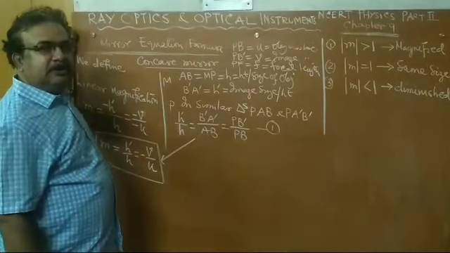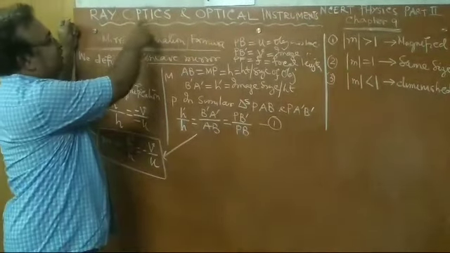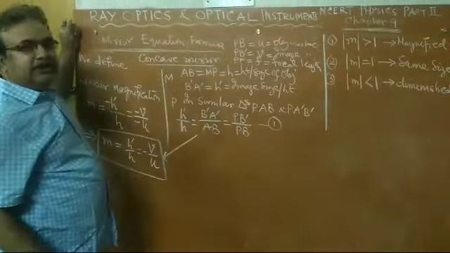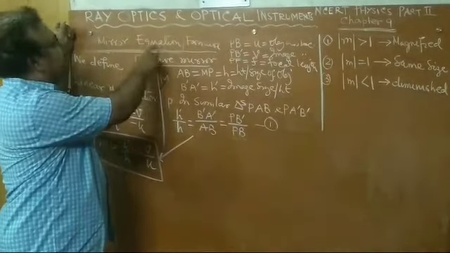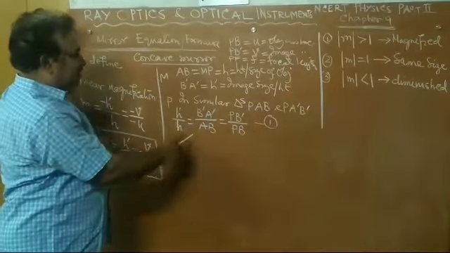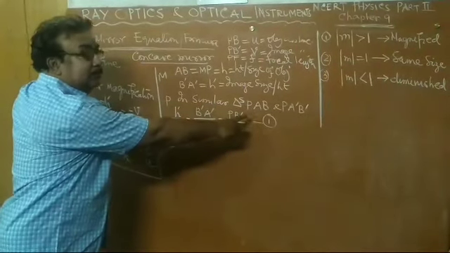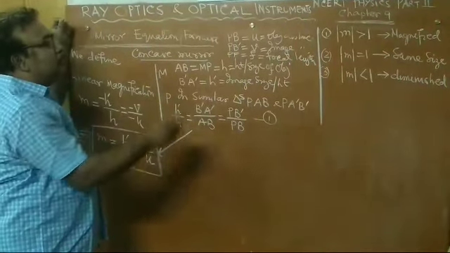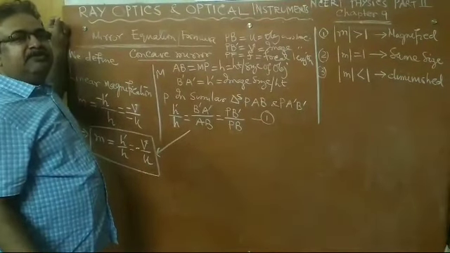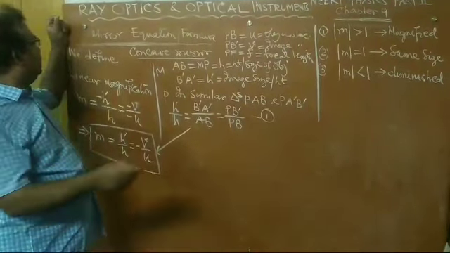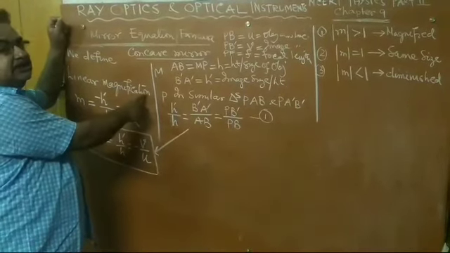This is the third video lecture on ray optics and optical instruments. In the second video lecture, we derived the mirror equation for a concave mirror, and this was equation number one. Now, for image formation analysis, we define a very important physical quantity called linear magnification.